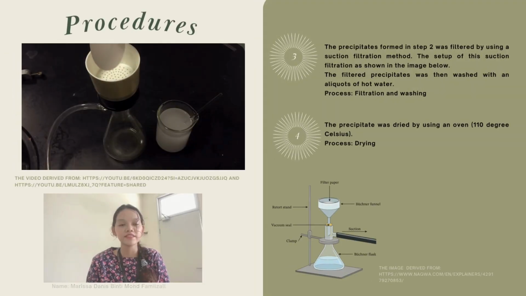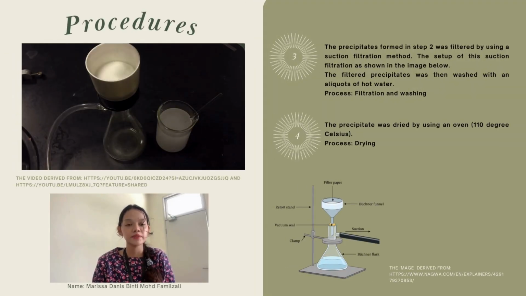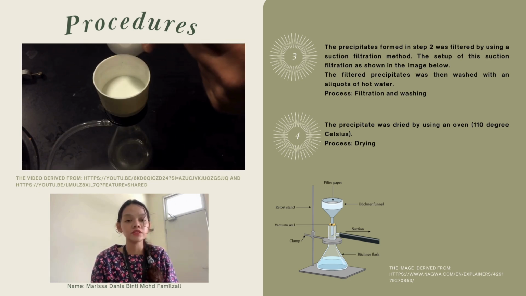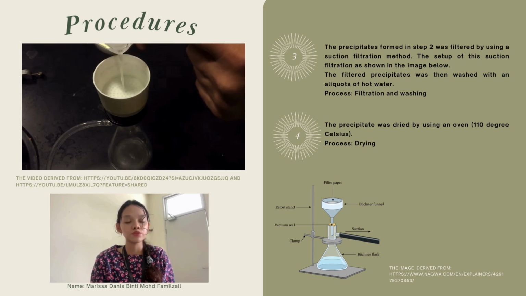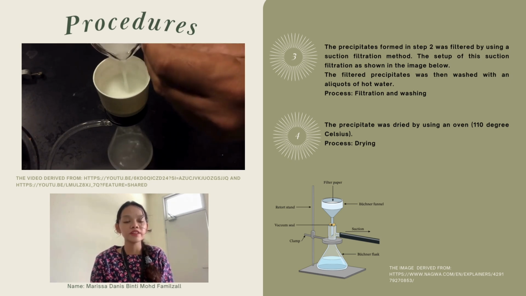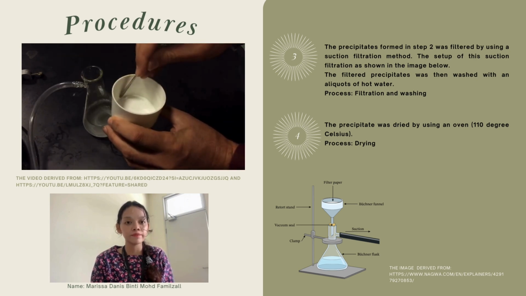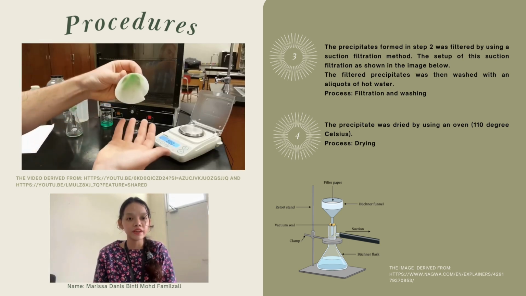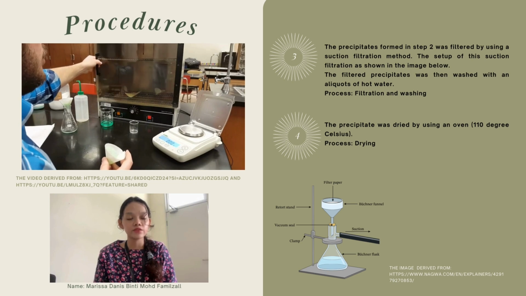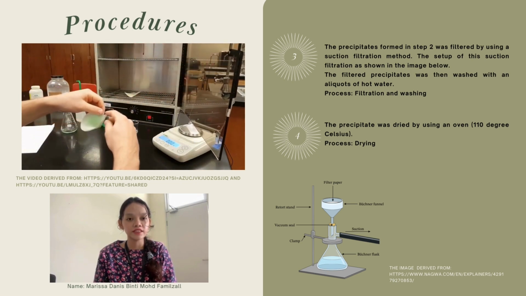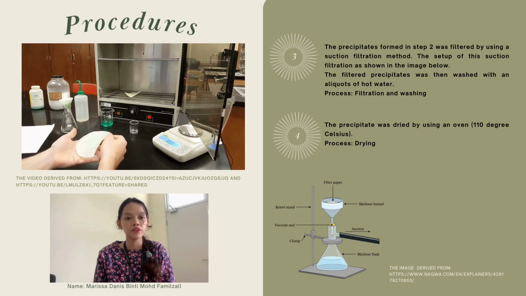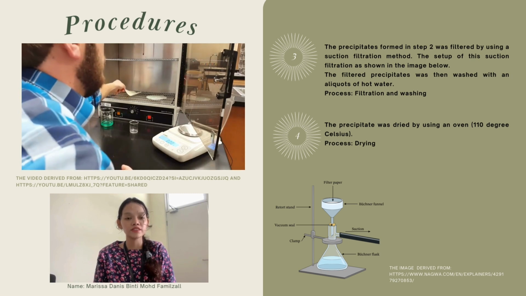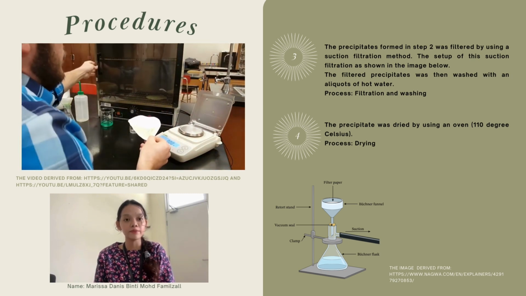In the third step, which is the filtration process, the precipitate will be filtered by using suction filtration. Then the precipitate needs to undergo the washing process, in which the precipitate is washed with a few aliquots of hot water. However, this step needs to be conducted very, very carefully to prevent any peptization of the precipitate. After that, the precipitate needs to be dried inside the oven, in which the temperature was set to 110 degrees Celsius. The temperature must be hot enough to remove all the adhering water, but must not be hot enough to decompose the crystal or the precipitate. This is called the drying process.